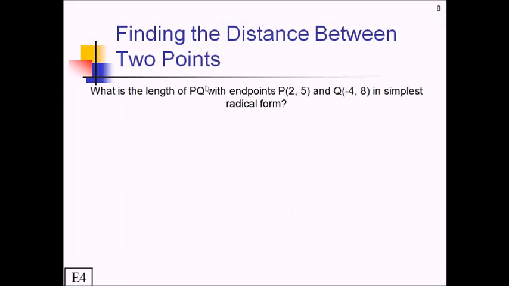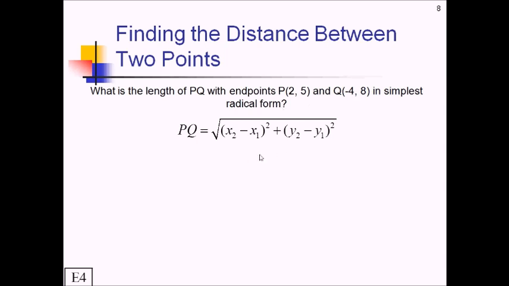Let's say we have some line segment PQ with these two endpoints here, and we want to find the length of that segment in simplest radical form. So we're talking about the distance formula again. Hardest part of this, I think, is just memorizing this thing. It's easier, though, if you remember that it comes from the Pythagorean theorem. And then let's pause the video and see what you can do with these.